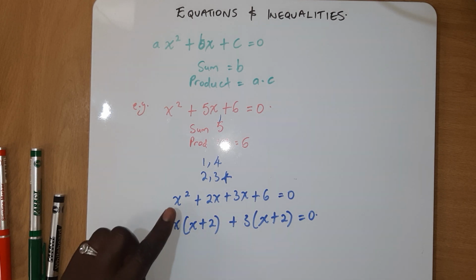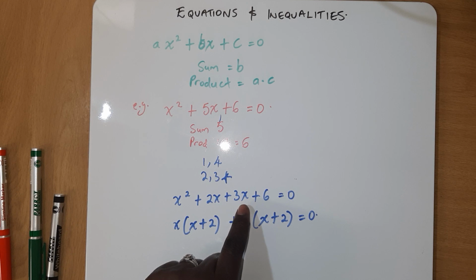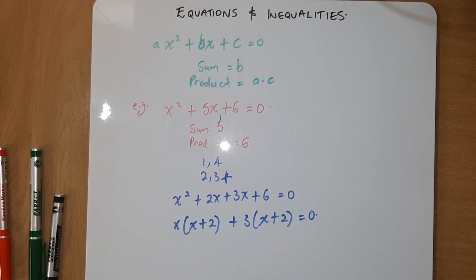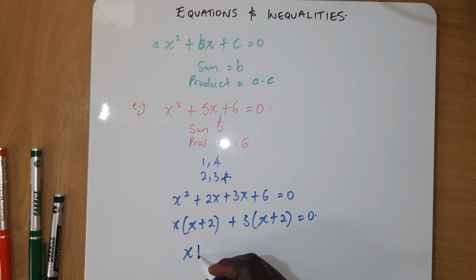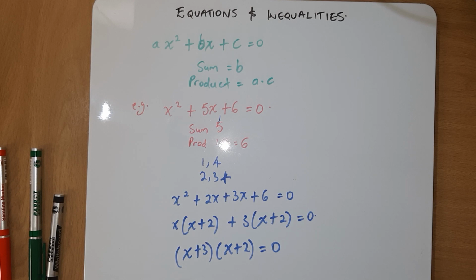So when we take out x, we remain with x here. When we take out x, we remain with 2. When we take out 3, we remain with x. When we take out 3, we remain with 2. So our equation becomes x plus 3 times x plus 2 equals 0, right?